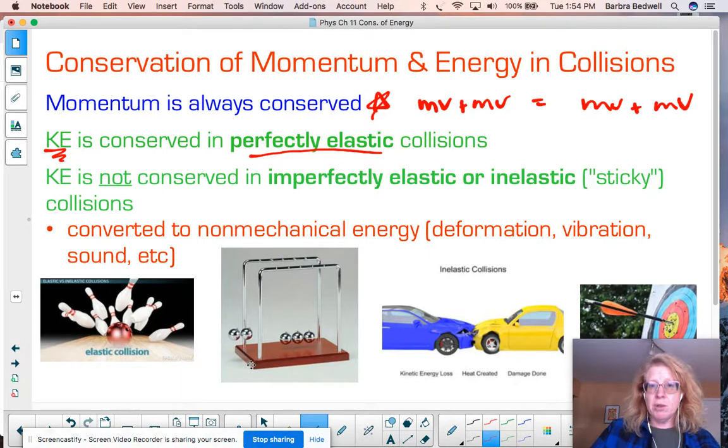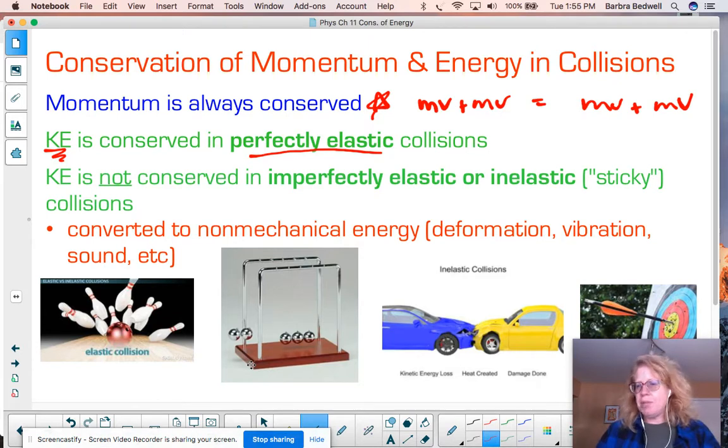Imperfect collisions or inelastic collisions are what we call sticky collisions. So like a car crash is an inelastic collision where they're going to crash together and there's going to be deformation. The parts of the car are going to wrinkle up and bend and you're going to lose a lot of energy and sound and all that energy is going to go into the crumple zones of the car.